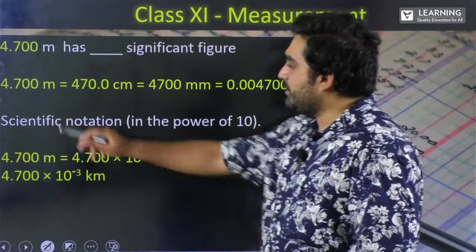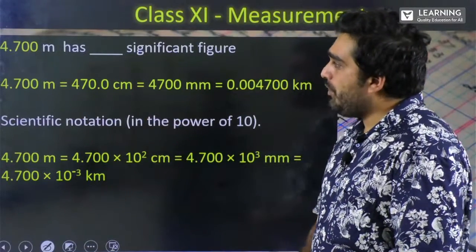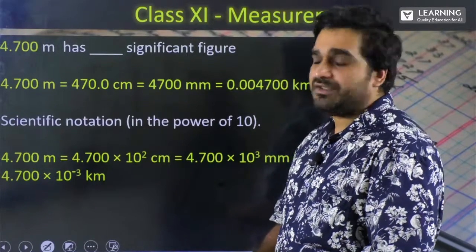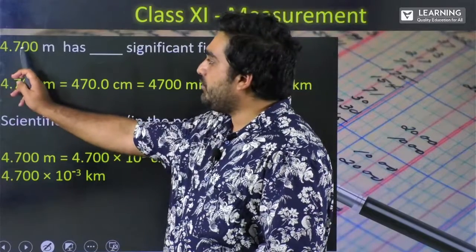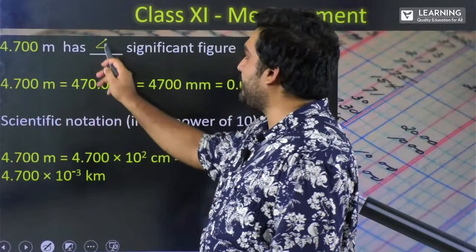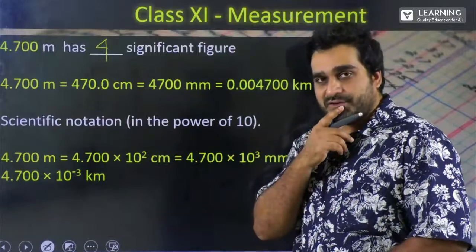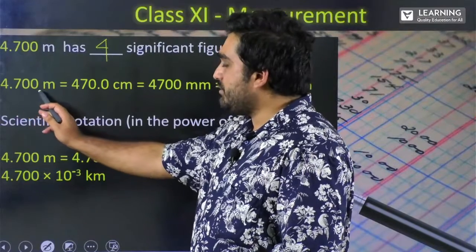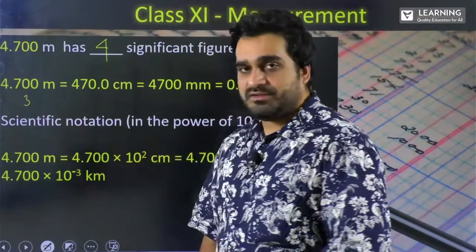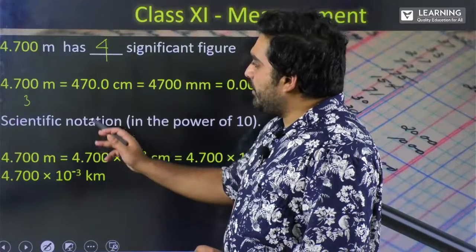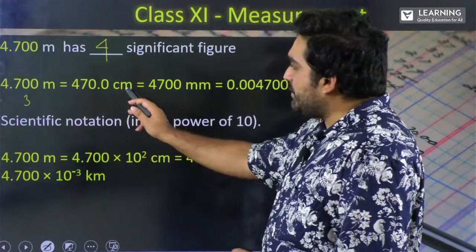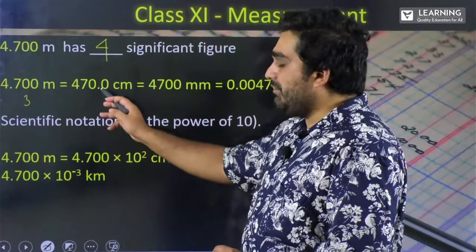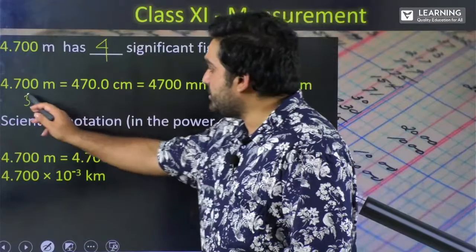All right. Now this question: 4.700 meter has dash significant figures. How many significant figures? Count 1, 2, 3, 4. Four. Now here's a quick, mind-boggling question. So here you have 4.700, well understood. Now that meters is converted into centimeters, so you get 470.0.